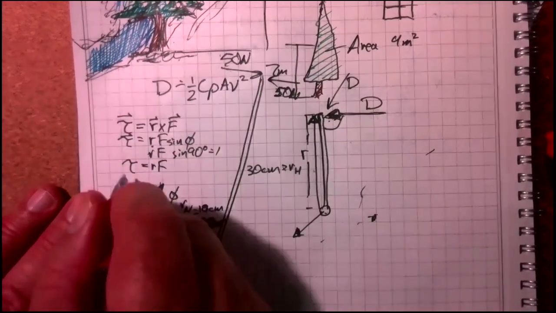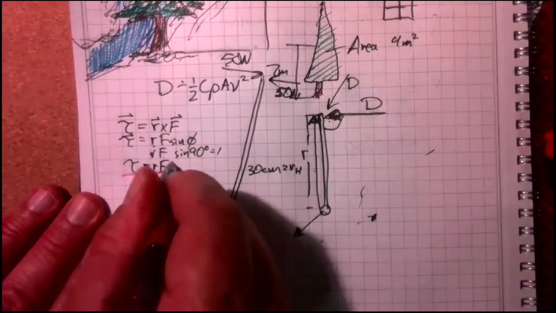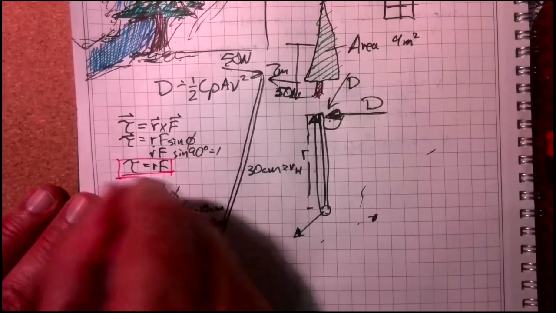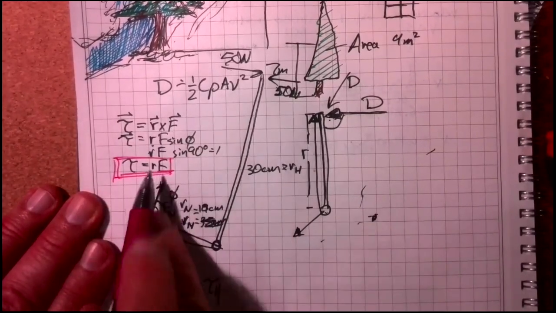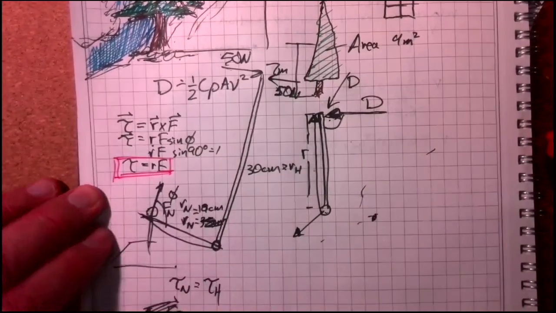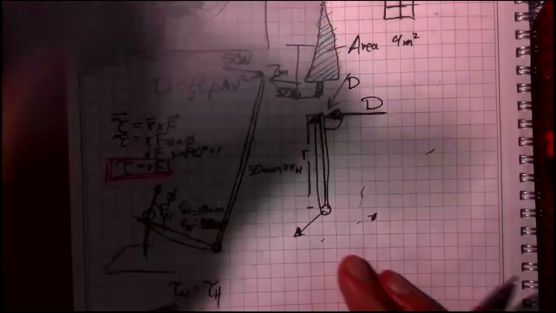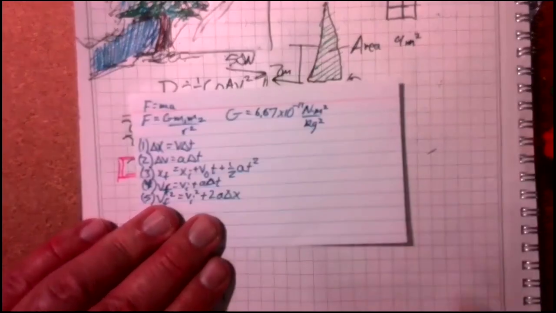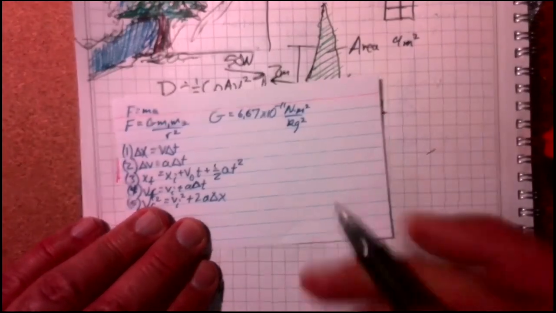Man, write that down on your card. Torque equals R times F. This one's important. You know what? Where's my card? I'm making a card up here. Boom. Here's my next card. All right, I'm going to write torque on here.